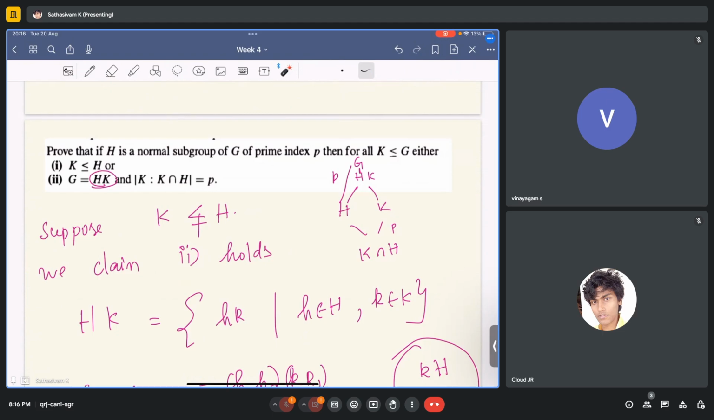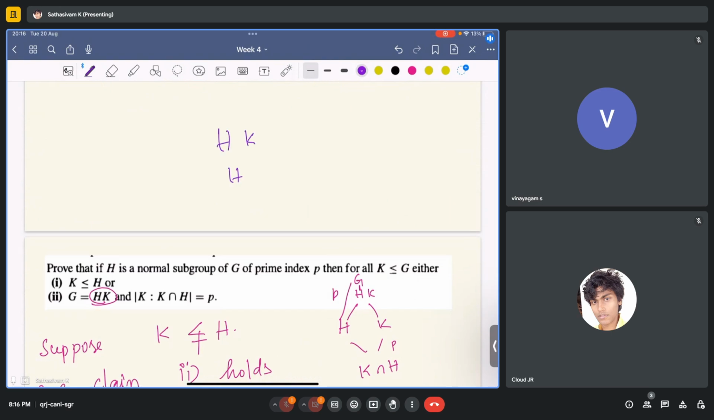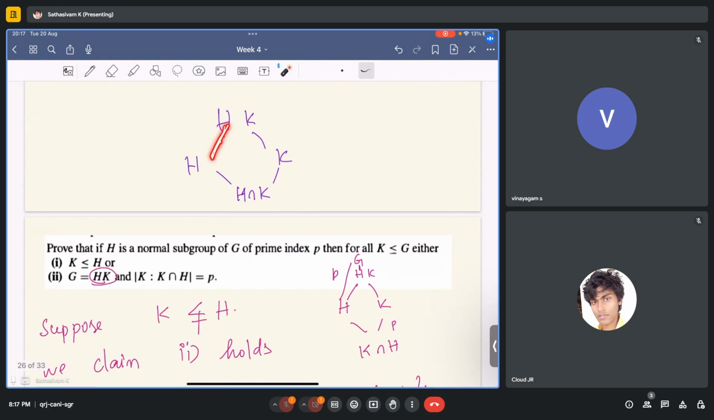Whenever you do the second isomorphism theorem and third isomorphism theorem, always remember this diagram. In fact, the second isomorphism theorem is called the diamond isomorphism theorem, because it goes this way. You have H here, you have K, you have H intersection K. The second isomorphism theorem says this subgroup, if you take HK and quotient it with H, is the same as taking K and quotienting it with H intersection K.